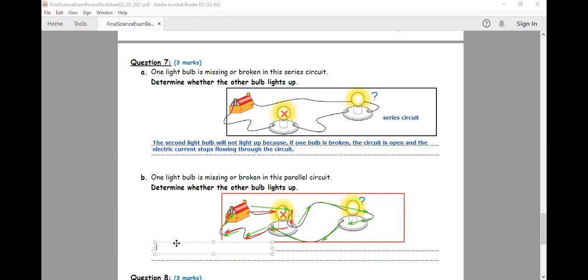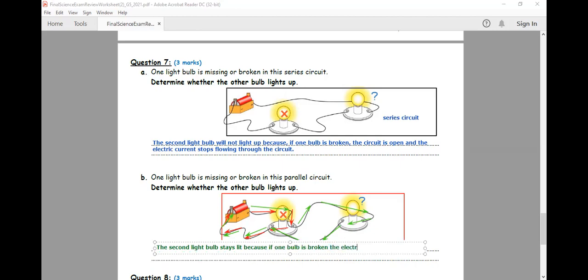Because we have two lines to close. That's right. The second light bulb stays lit because if one bulb is broken or missed, the second one will still light up.